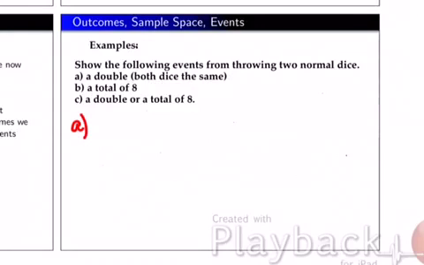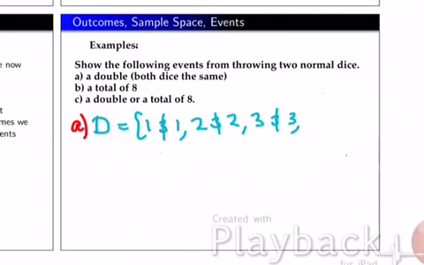So my answer to A, I'm going to list them. I'm going to put the D for double, so that both dice are the same. And I can have a 1 and a 1, or I could have a 2 and a 2, or I could have a 3 and a 3, or I could have a 4 and a 4, or I could have a 5 and a 5, or I could have a 6 and a 6. So they're my different outcomes, which all satisfy the event of having the same, or a double.